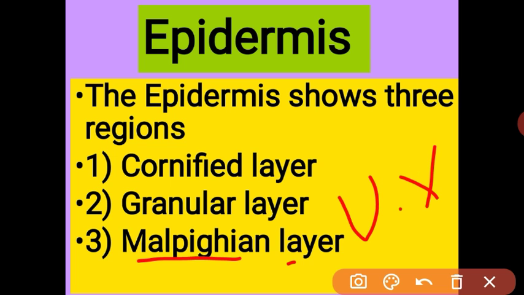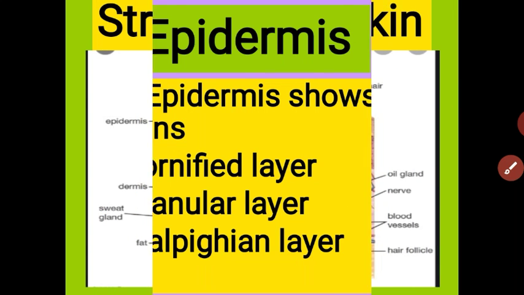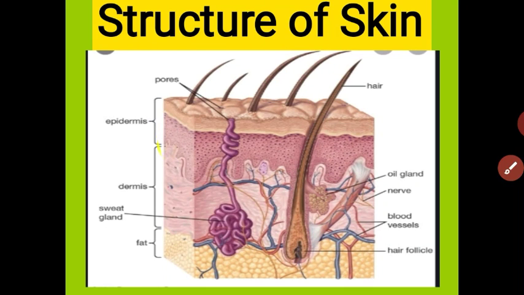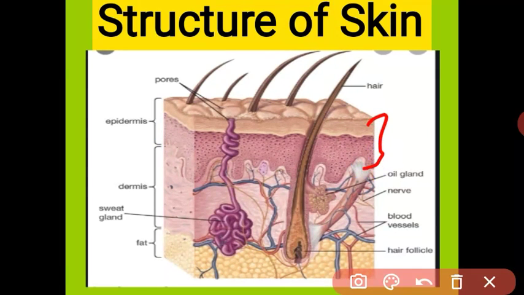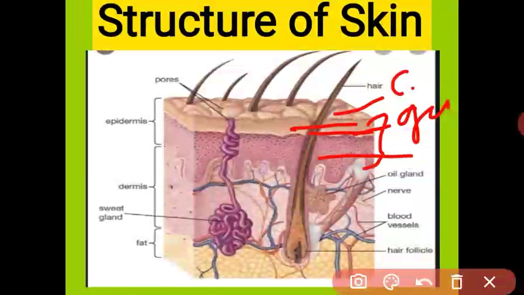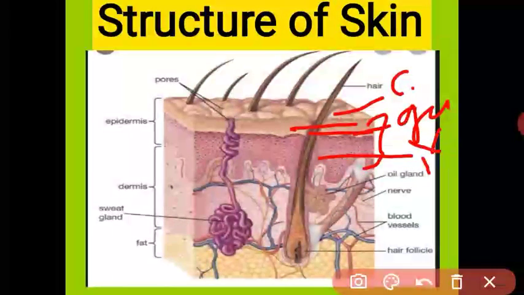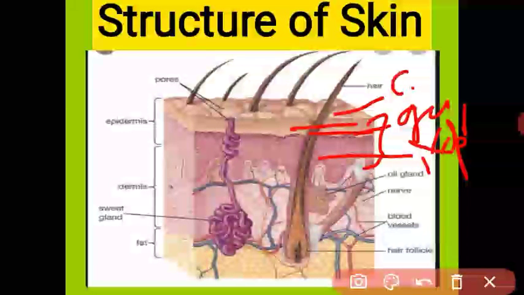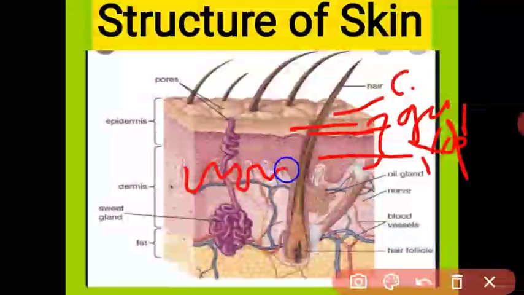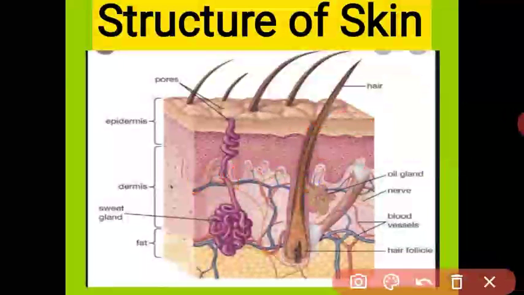Epidermis. See the structure. This part is the epidermis layer. The outermost is the cornified layer, also called the stratum corneum. This part is called the granular layer, and this part is called the germinative, otherwise Malpighian layer. And in between the dermis and epidermis there are papillae. They consist of blood vessels and nerve fibers, and this is the dermis layer.